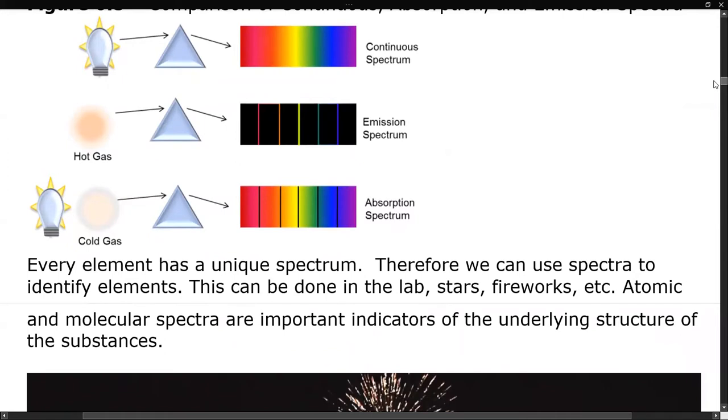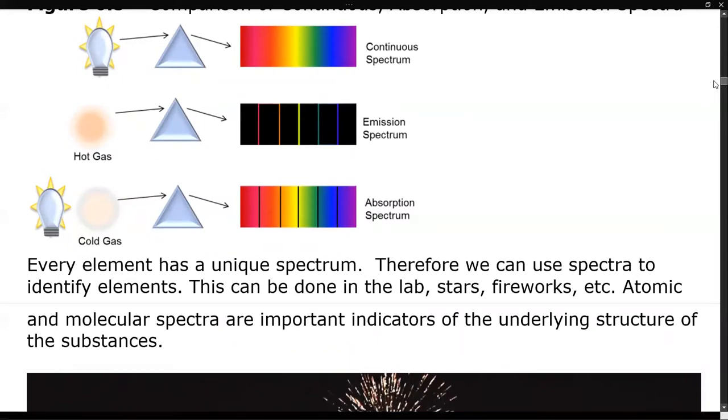We can use it in the lab, we can use it for stars. That's how we know what elements are in the sun, for example, right? Nobody's actually gone and taken a sample, right? It's too hot. But we look at that absorption spectrum, we see what lines are missing, and then we can tell that that's characteristic of certain elements.